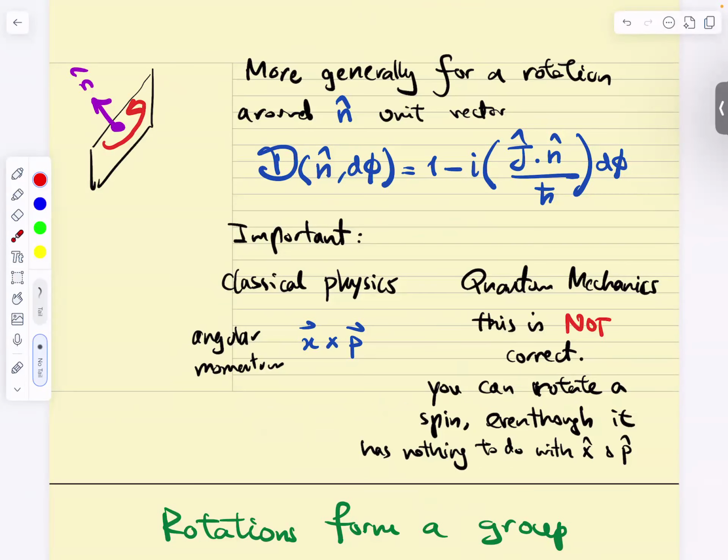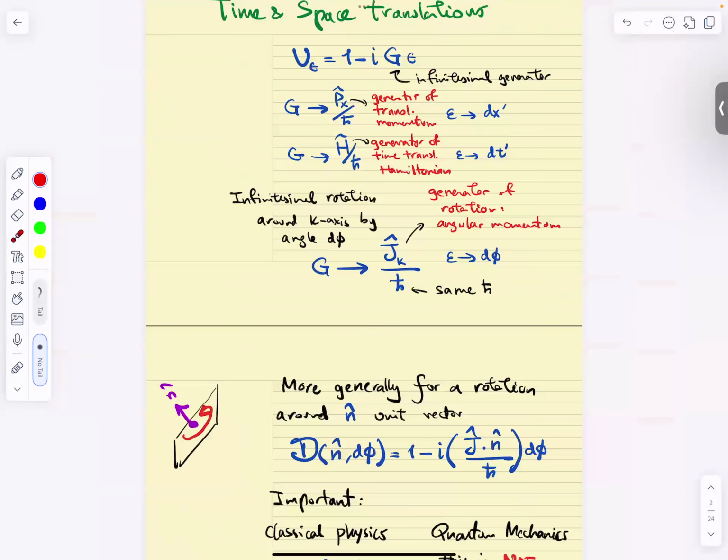So more generally, if you're talking about a rotation around some direction, some ray n hat, by an infinitesimal angle d phi, we can write it as identity minus J dot n hat over h bar d phi. I will explain this through many examples today, over and over again, but I want you to remember this, and I'll come back and comment on this. This is the general form of it. It's just a generalization or another repetition of the same idea, right?